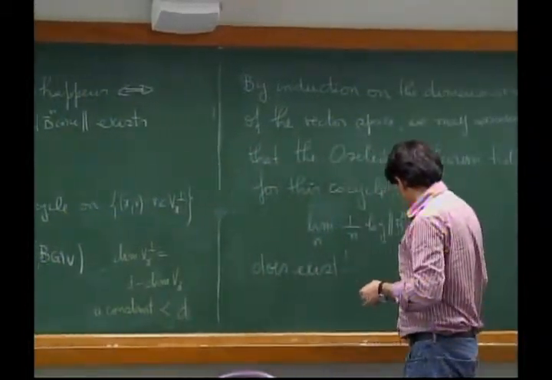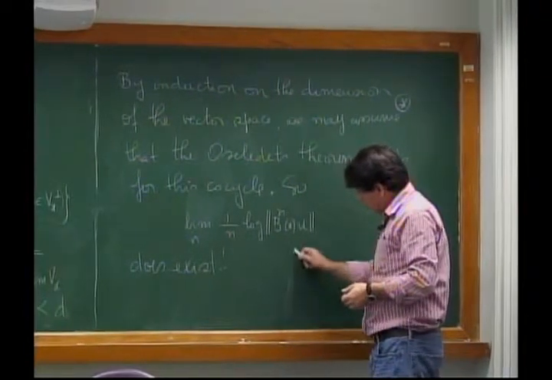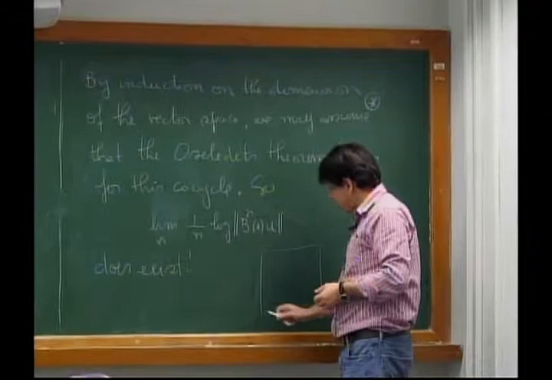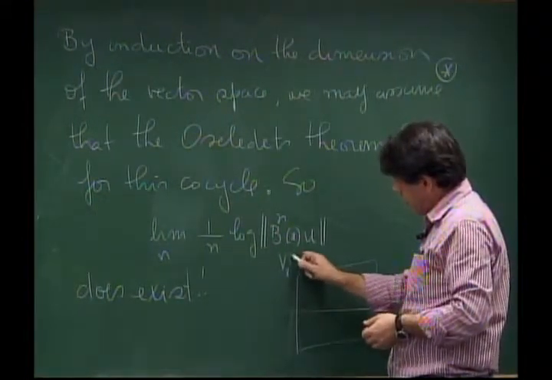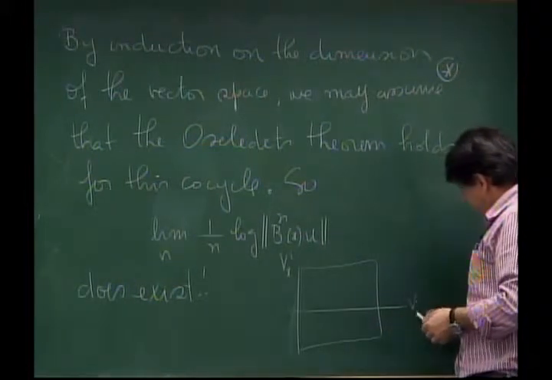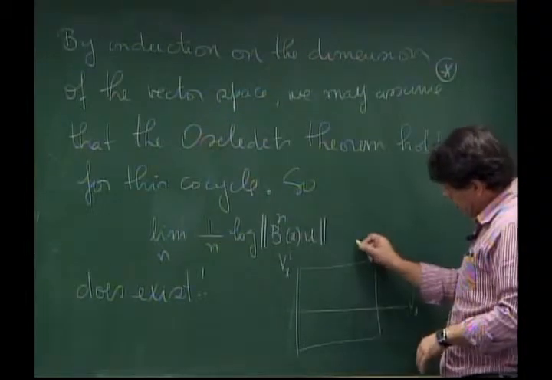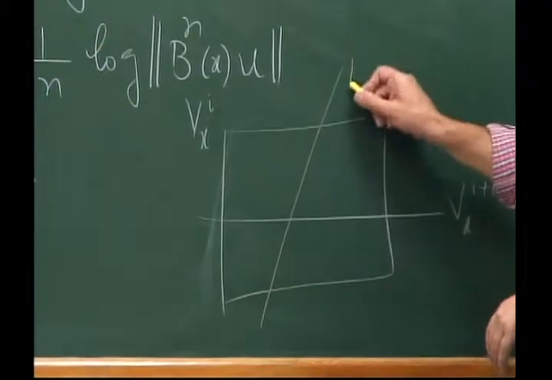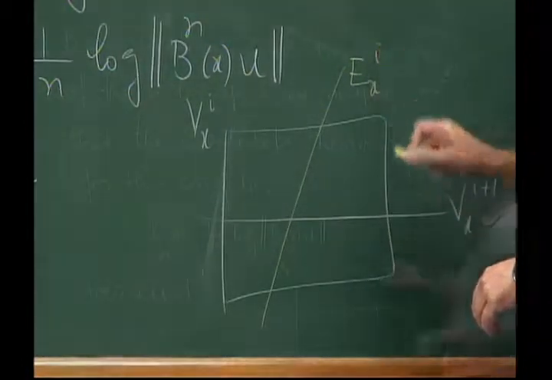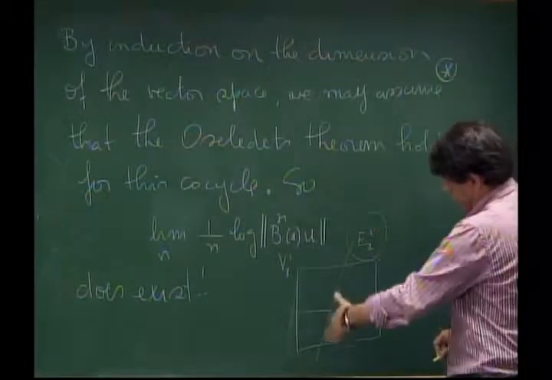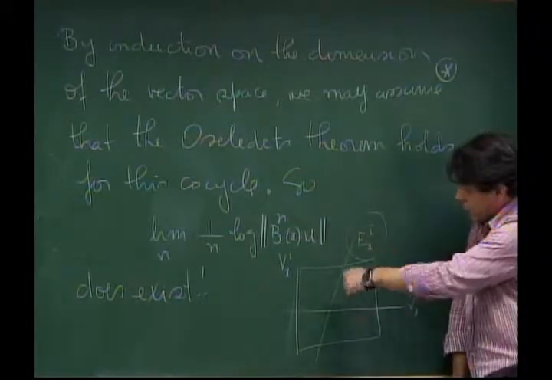The only thing that is missing to get the invertible version of the theorem is the following: you have Vxi, you have Vxi plus 1, which is smaller. One has to find a subspace here, orthogonal, transversal to Vxi. We have to find a subspace which is complementary to Vxi plus 1 inside Vxi in such a way that this is invariant.